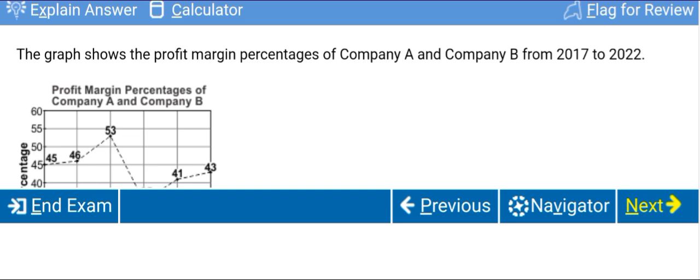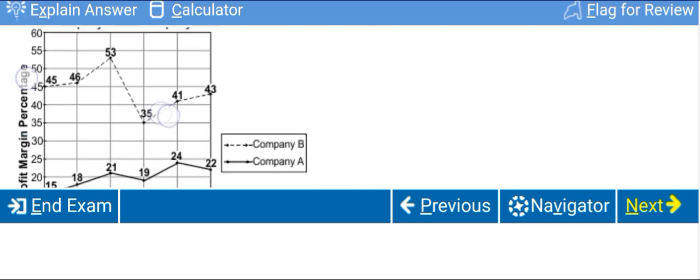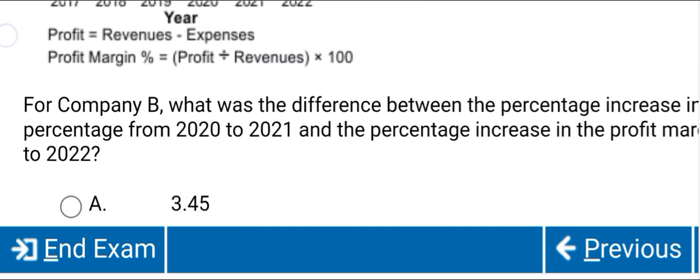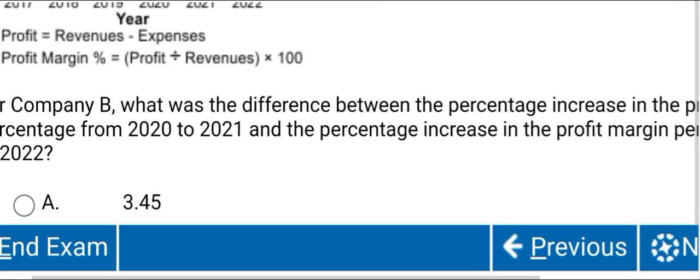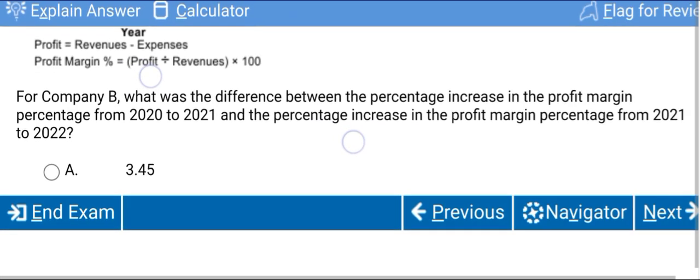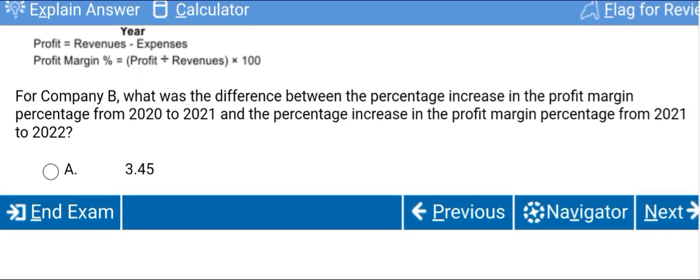Next, question number 20, having the same statement with the same data given in the chart, as you can see here. The question is that for company B, what was the difference between the percentage increase in the profit margin percentage from 2020 to 2021 and the percentage increase in the profit margin percentage from 2021 to 2022?